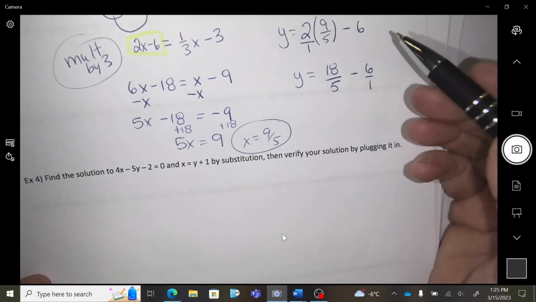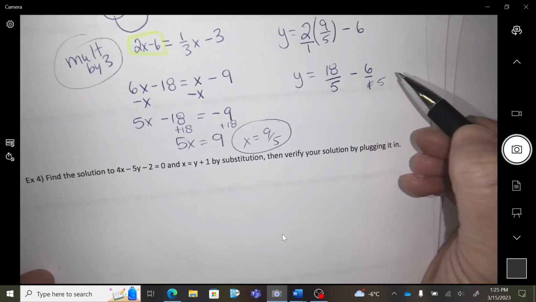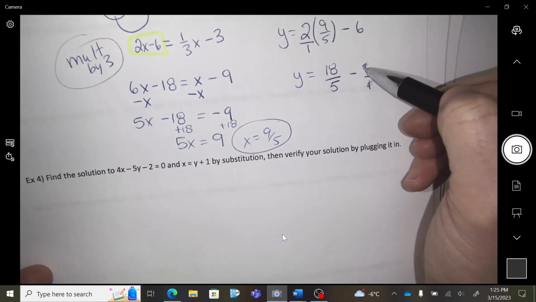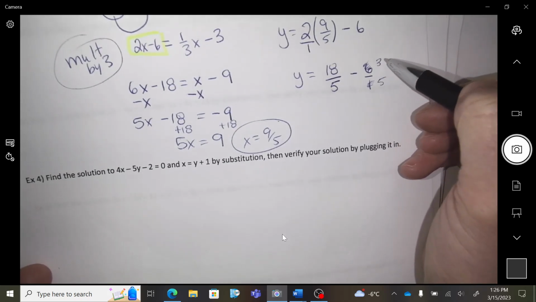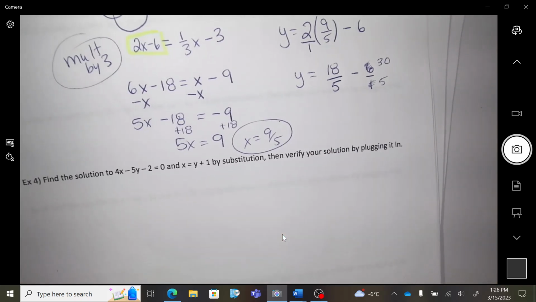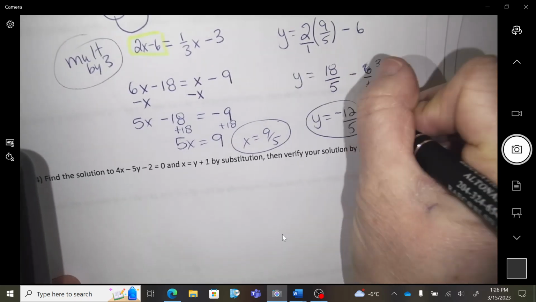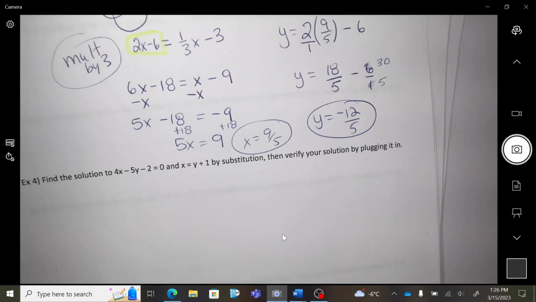Common denominator. So I'm going to change this bottom to be a 5. So if I times it by 5, then this top would become 30. And another fraction answer, 18 subtract 30.